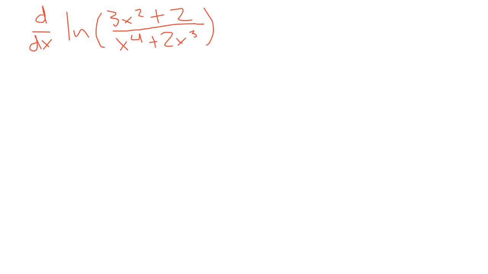Alright, so now let's think about what we have. We can go ahead and say we have a natural log of a g of x. So we know that our g of x is going to be equal to 3x squared plus 2 over x to the 4th plus 2x cubed. Now we need to go ahead and find our g prime of x. So we have a function on top and a function on the bottom, so therefore we can apply quotient rule to find our g prime of x.